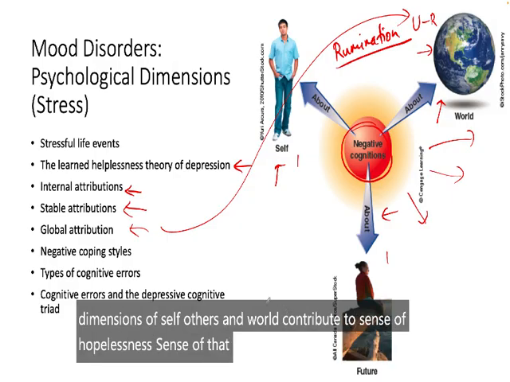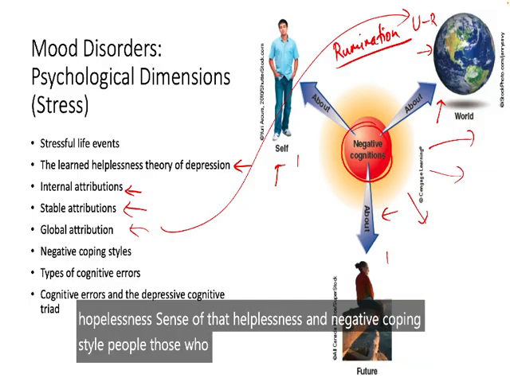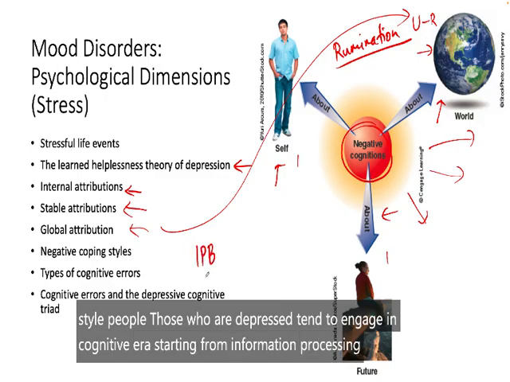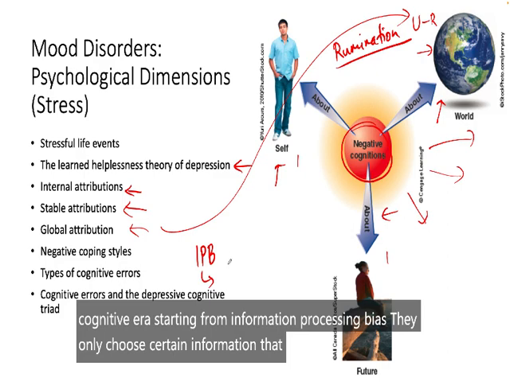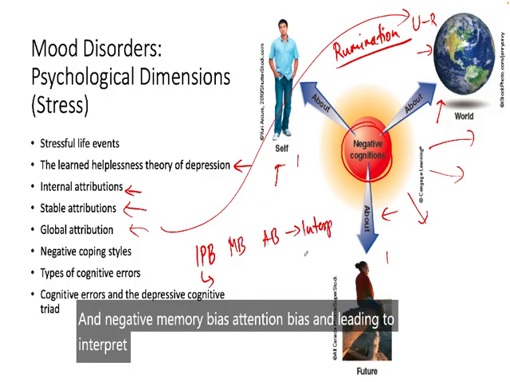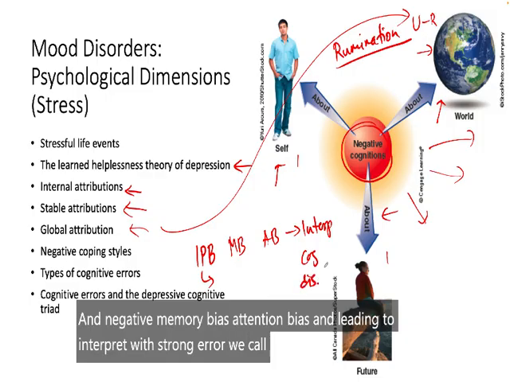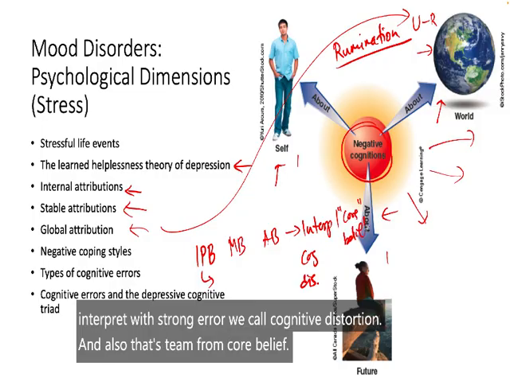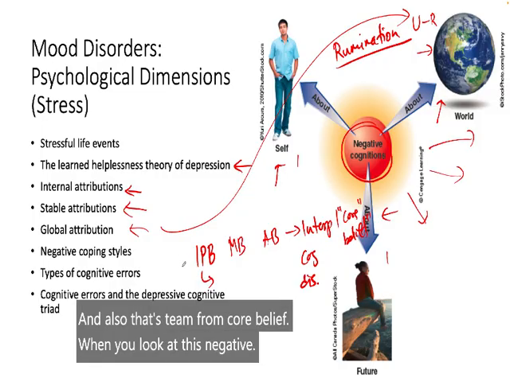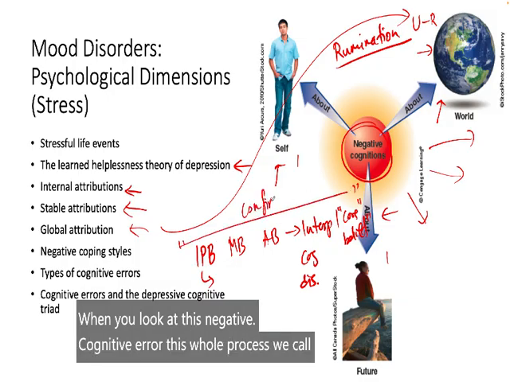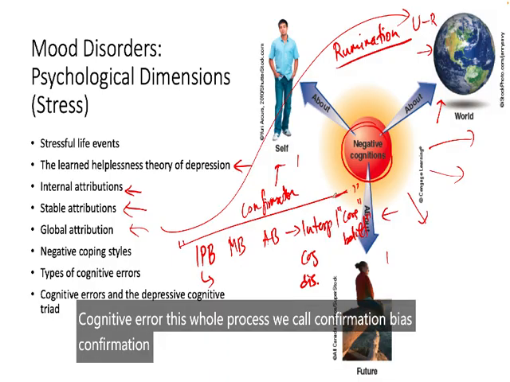And negative coping style: people who are depressed tend to engage in cognitive error, starting from information processing bias. They only choose certain information that is negative, memory bias, attention bias, and leading to interpretation with strong error we call cognitive distortion, and that also stems from core belief. Now, when you look at this negative cognitive error, this whole process we call confirmation bias.